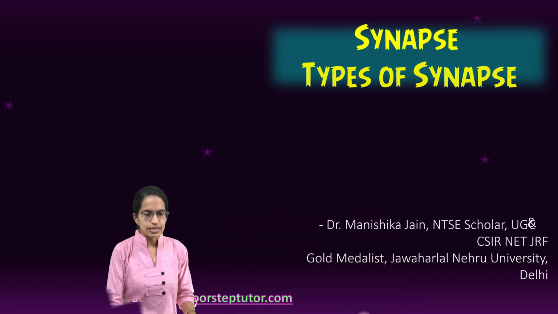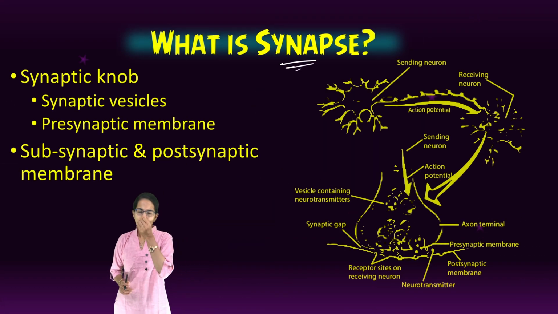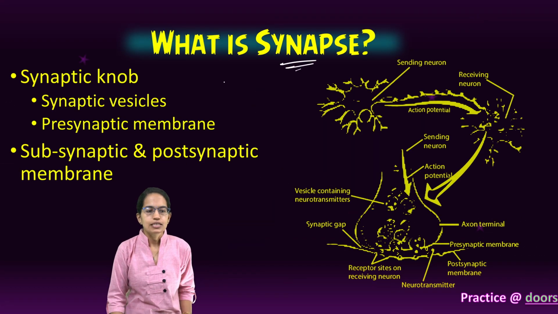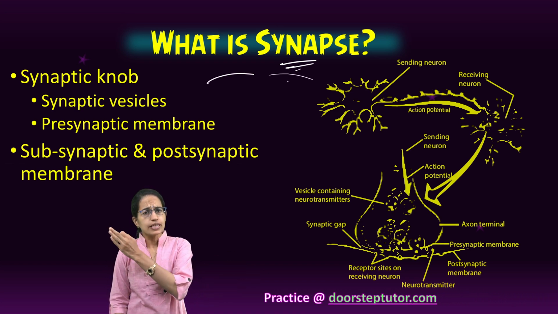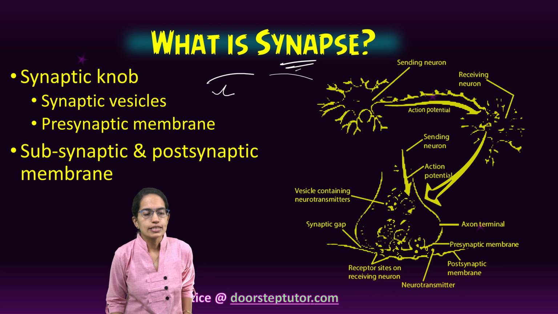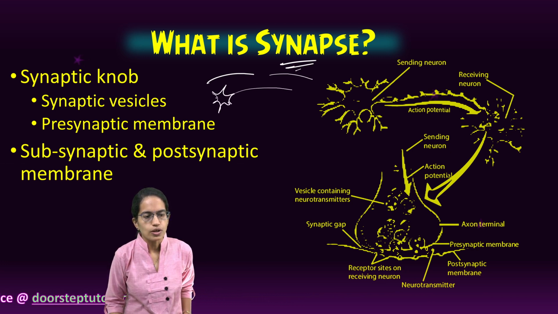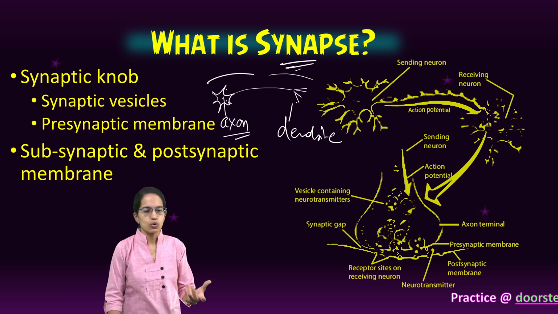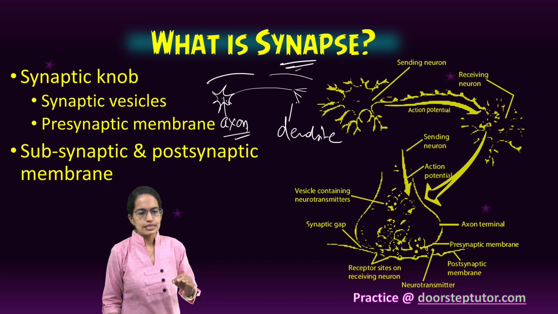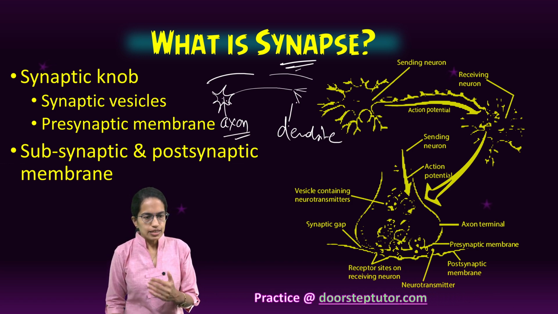So let's understand the very first thing, what is synapse. As I said, it is just like a relay race from one neuron to another. When the message moves, we call this synapse. Now if we look at the structure of a neuron, this is the axon and this is the dendrite. So this portion, as you can see, is the axon and the other side is the dendrite.